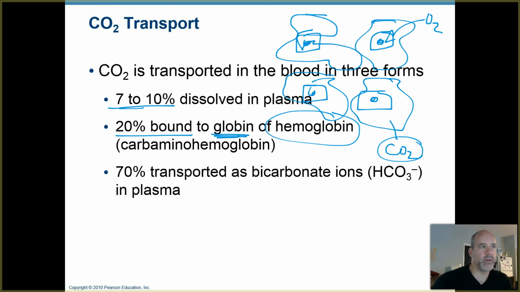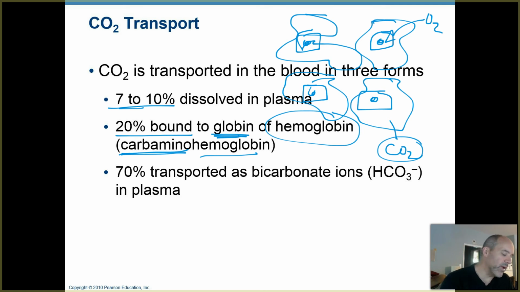Those are called the globin proteins. When hemoglobin has CO2 bonded to it, it's called carbaminohemoglobin. So carbamino is referring to the bonding between CO2, and amino is referring to amino acids. Those are the building blocks of proteins. So that's where that name came from.